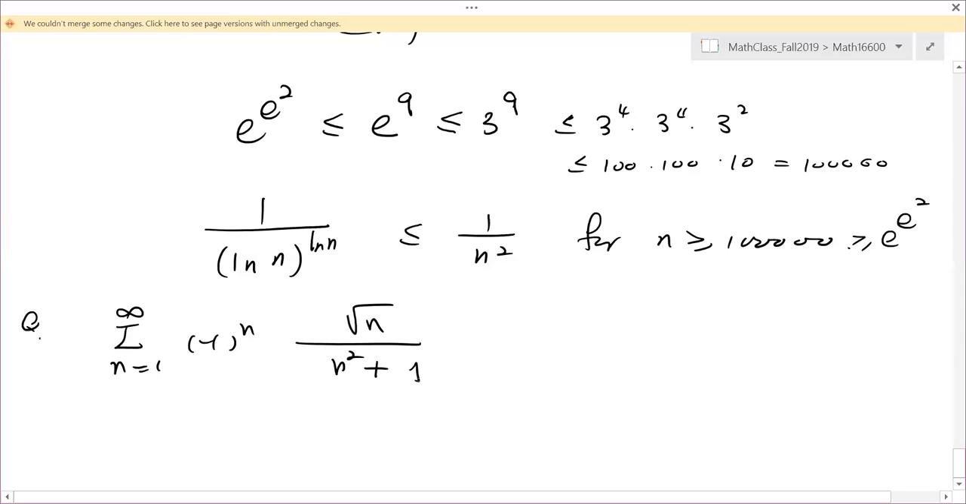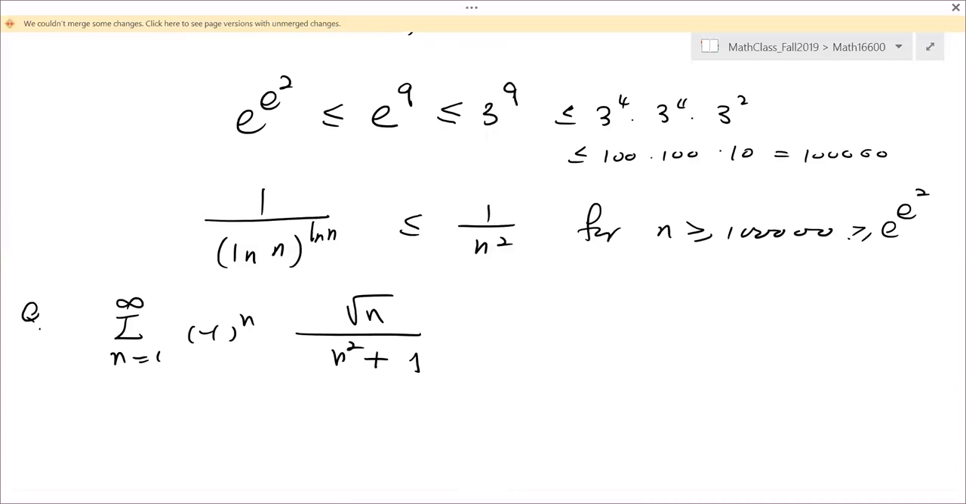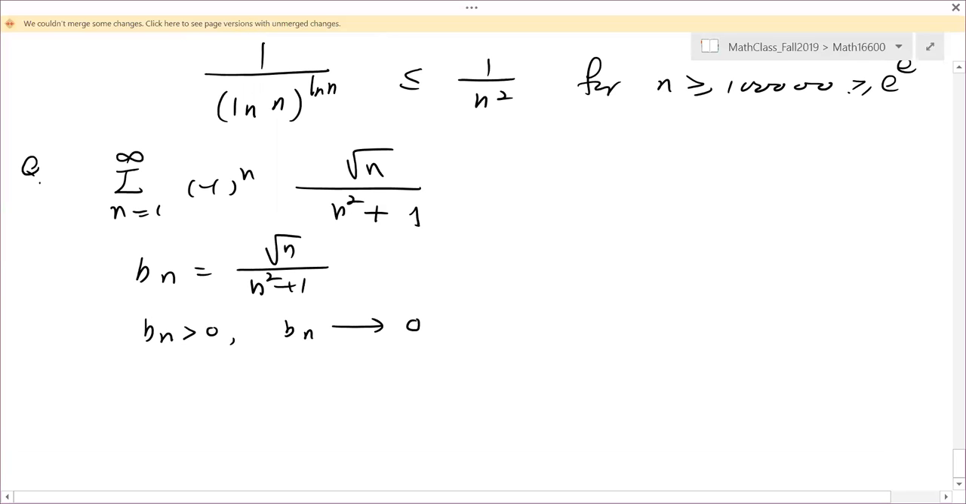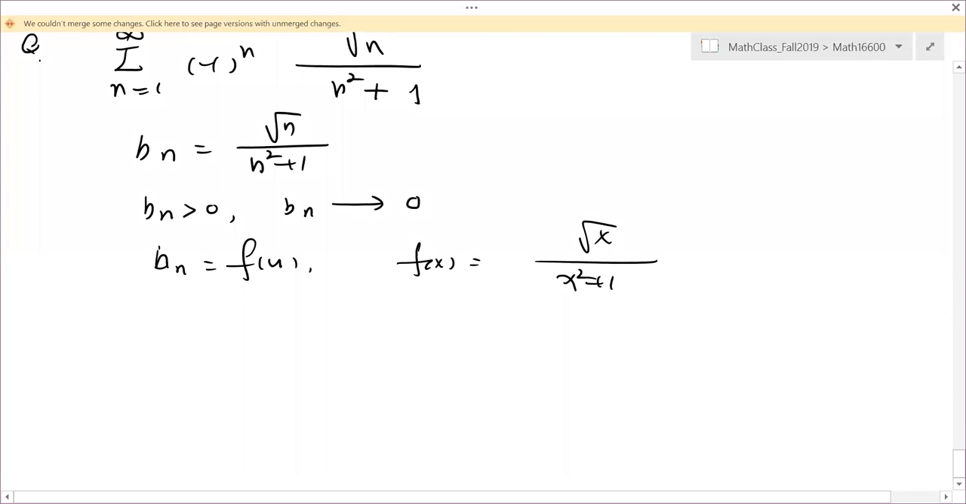let's do this problem. Alternating series. So try the alternating series test first. So this is b_n. You let b_n be 1 over n squared plus 1, and then clearly b_n is positive and b_n goes to 0. The question is whether b_n is decreasing. So here's f of x. You have to look at the derivative of the function. If the derivative is negative, it's decreasing.